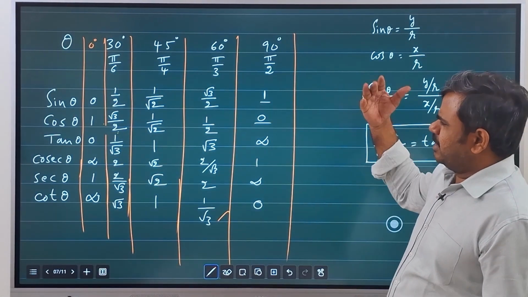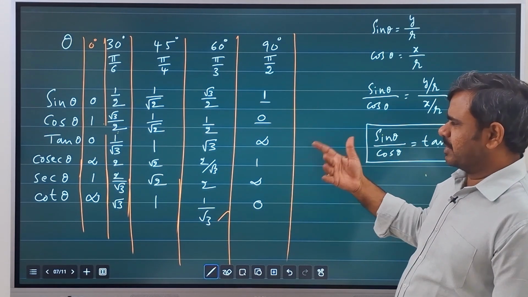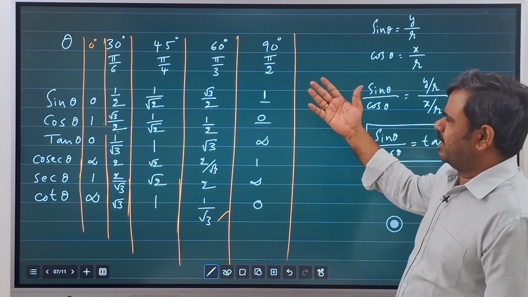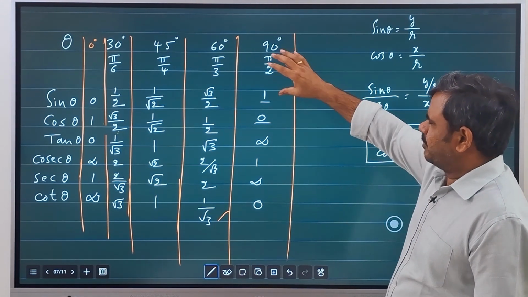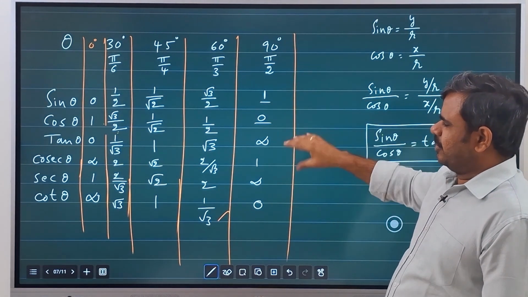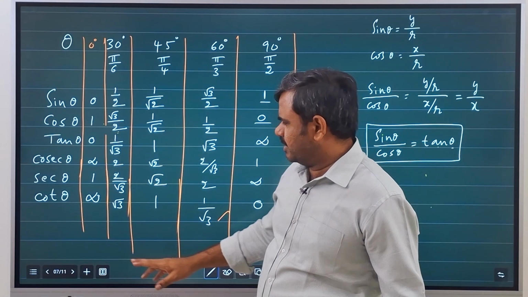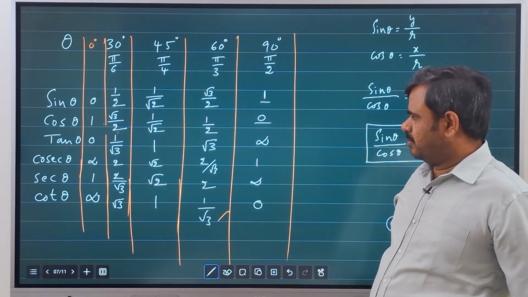You can also find sin 15 degrees, cos 15 degrees. You can also find other angles also. But finding these angles using the triangles is easy. That's why we did these angles.